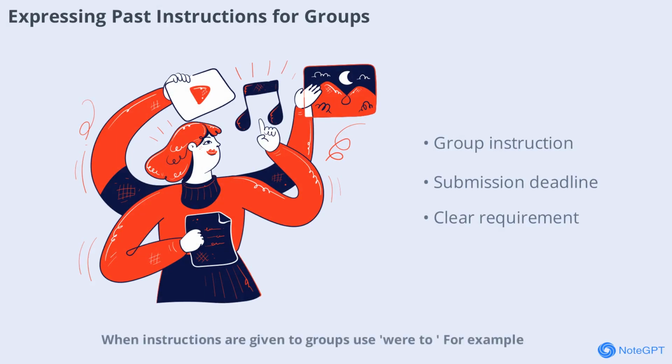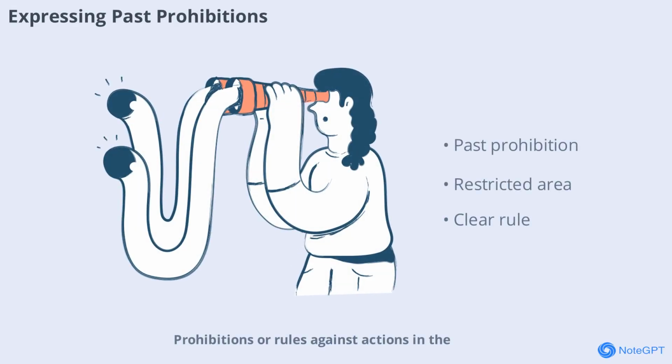When instructions are given to groups, use were to. For example, the students were to submit their essays by Friday. This makes it clear that the instruction was for more than one person. Prohibitions or rules against actions in the past can be described with these forms. For example, visitors were not to enter the restricted area. This makes it clear that there was a rule or prohibition.